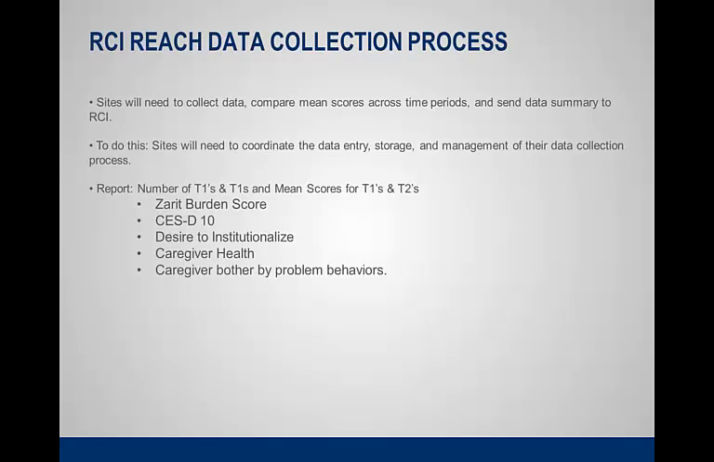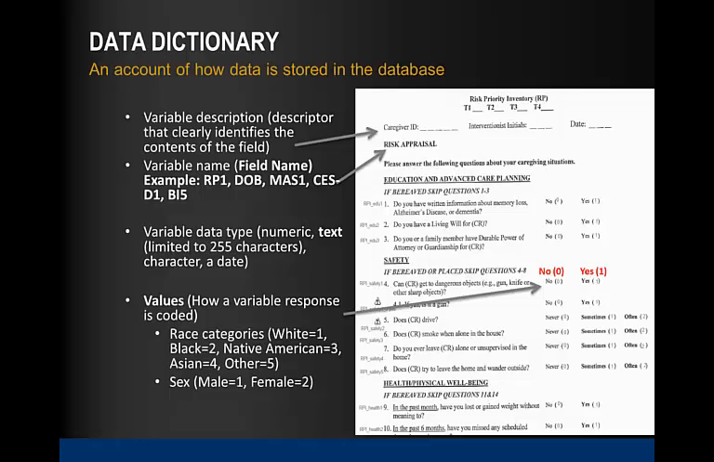For reporting, we're asking sites to report the number of T1s, which are the pretests, to the T2s, and their mean scores for Zarit burden score, for CSD-10, desire to institutionalize, caregiver health, and caregiver bothered by problem behaviors.